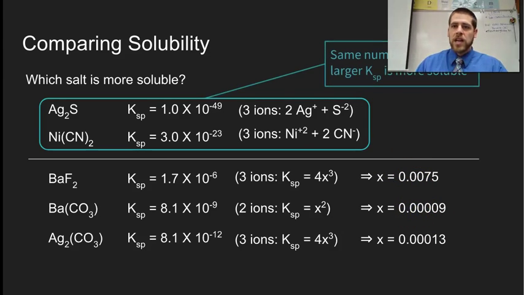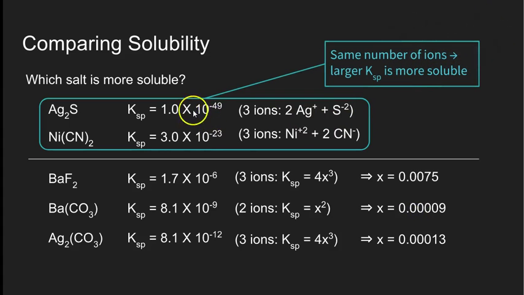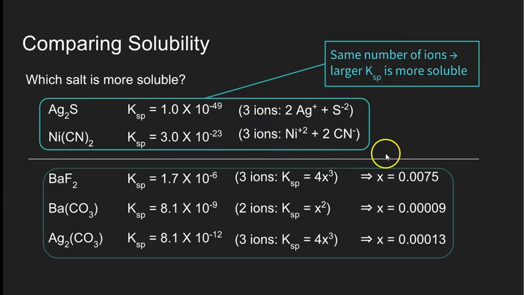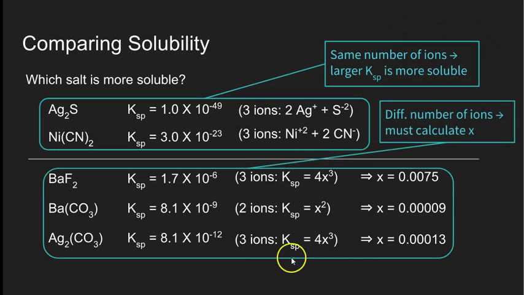So just kind of in summary, if you're forming the same number of ions, you can just look at the Ksp. But if you're forming a different number of ions, you have to actually calculate what the molar solubility is, what the X is, in order to figure out which one is more soluble.